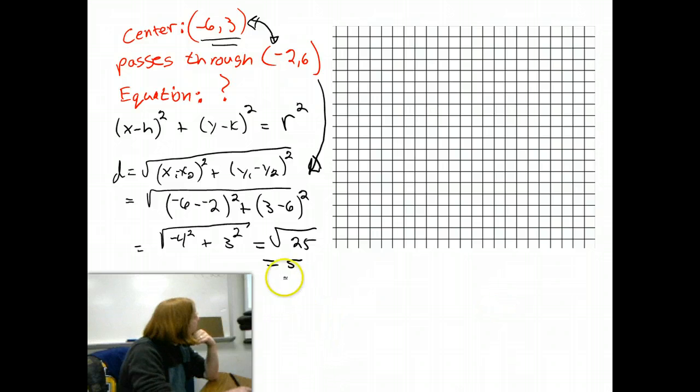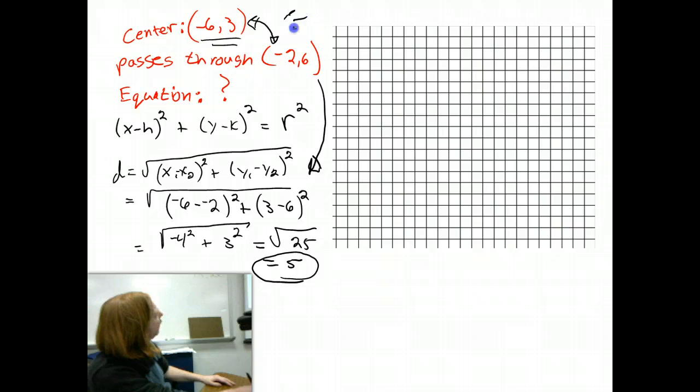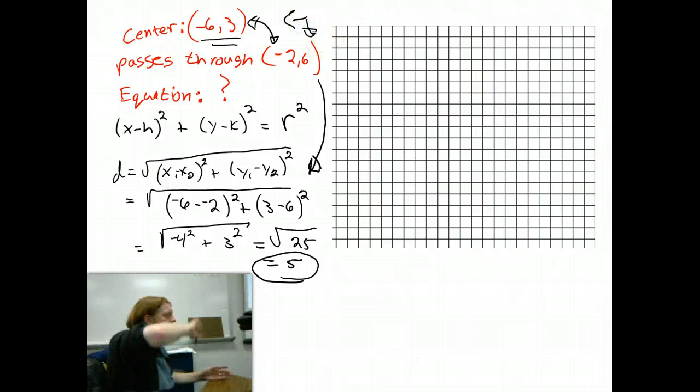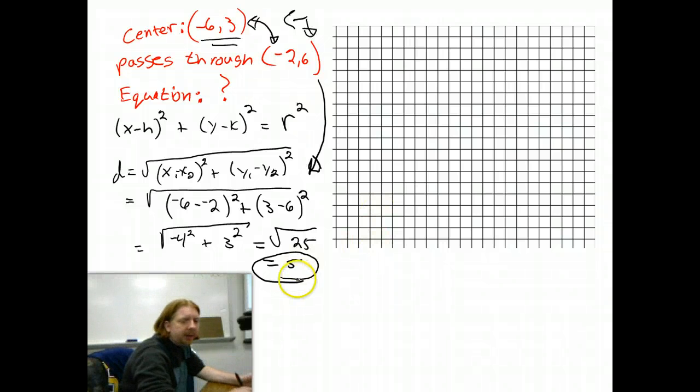So now I've got my radius. The distance between the center of the circle and some point on the edge of the circle is 5 units. And the radius is constant all the way around, so that's going to be my radius.